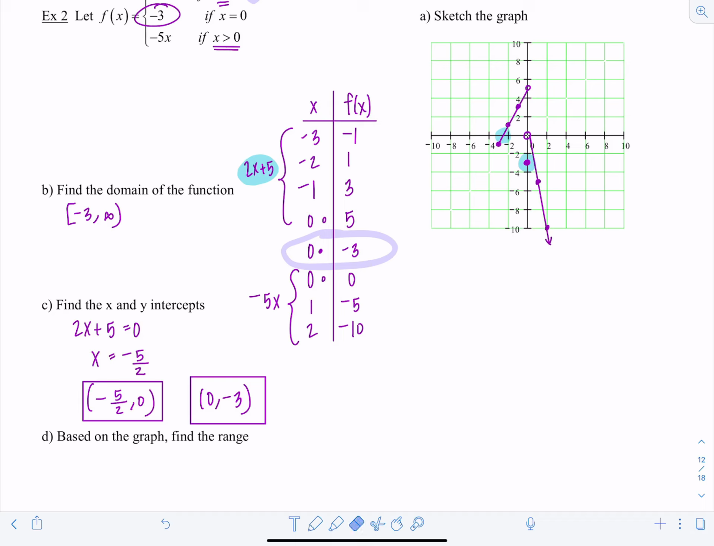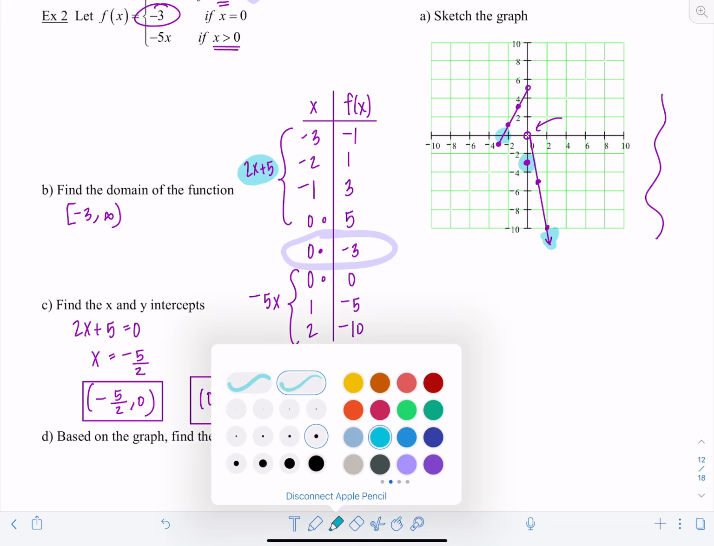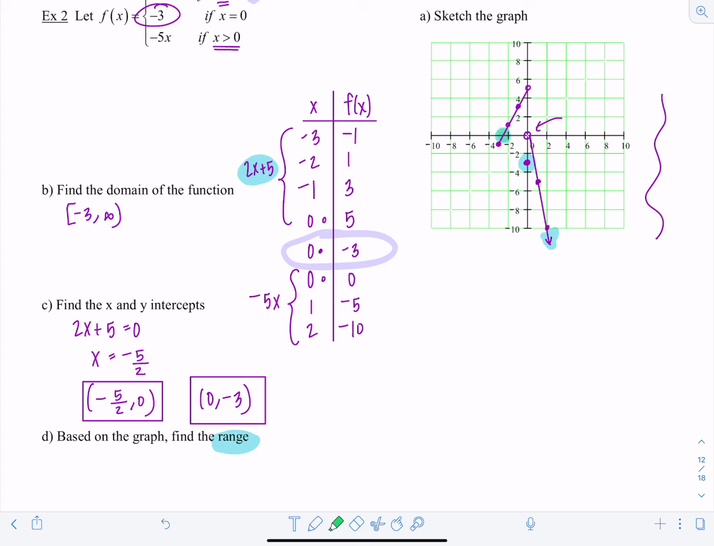And then based on the graph, find the range. Okay, so for the range, you're looking at the y values. What's the smallest y value that you see the graph take on? Well, you don't, because it goes down to negative infinity. Okay, now what about the largest y value? So look, the graph's going to assume all values. I know there's a hole here, but don't worry because it does equal 0. Y equals 0 right there. So it's not like that value is missing from the range. And it goes all the way up to, but it does not include 5.